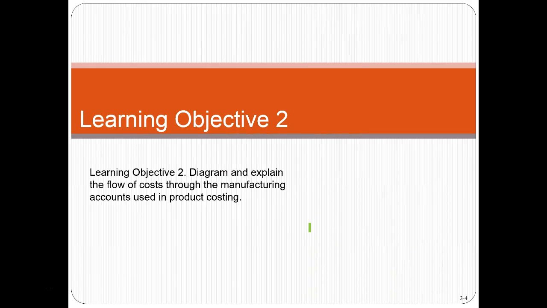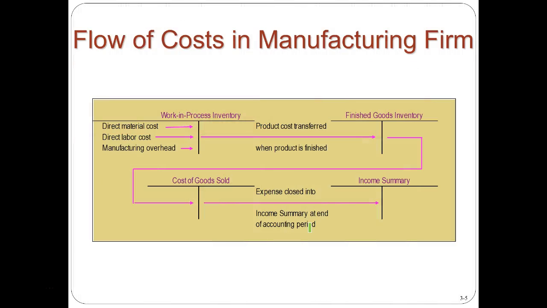Learning objective number 2, diagram and explain the flow of cost through the manufacturing accounts used in production costing. So if we take a look at our old T accounts here, we're going to go through the manufacturing process in the T accounts and look at the flow from the raw materials to the end product. So remember that when we look at the T account, we've got the T here, the debits are on this side, the credits are on this side. We're looking at inventory in this case when we talk about work in process, and we're looking at inventory when we're talking about finished goods.